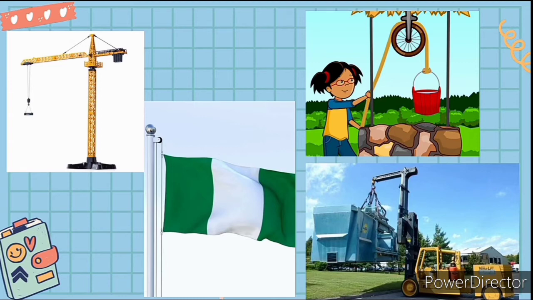That child is using a pulley, a simple machine, to fetch water from the well. We can also see a forklift, which is used at construction sites. We also have an elevator. An elevator uses a pulley to reduce the weight required for the engine to ascend or descend. So basically, a pulley has to do with pulling or lifting of objects or structures.